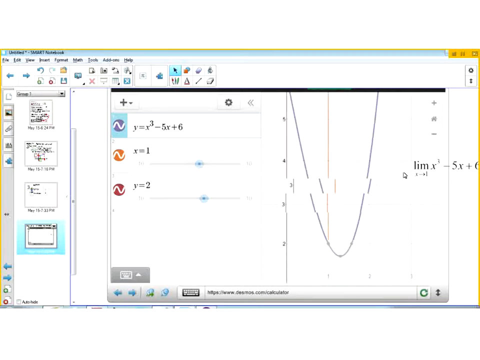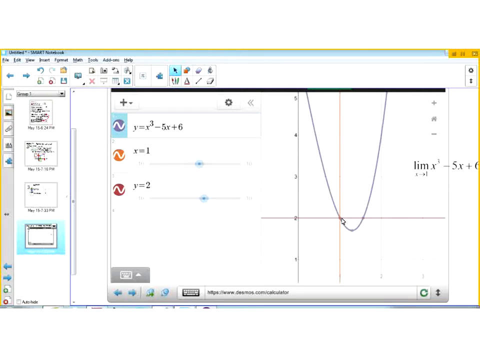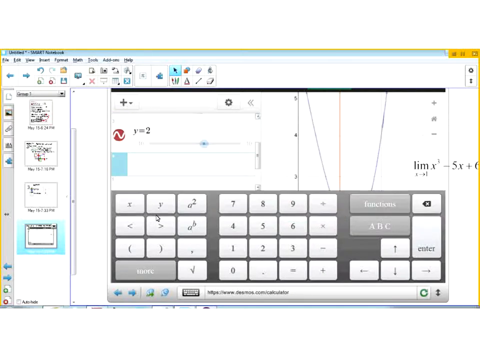Okay, so let me zoom in. Okay, so here, of course, is the point. All right, so the purple graph is x cubed minus 5x plus 6. So what we want to do is find a delta so that we are no more than 0.2 units from 2 on either side. So how are these grid cells arranged? 1, 2, 3, 4. So this is 0.25.